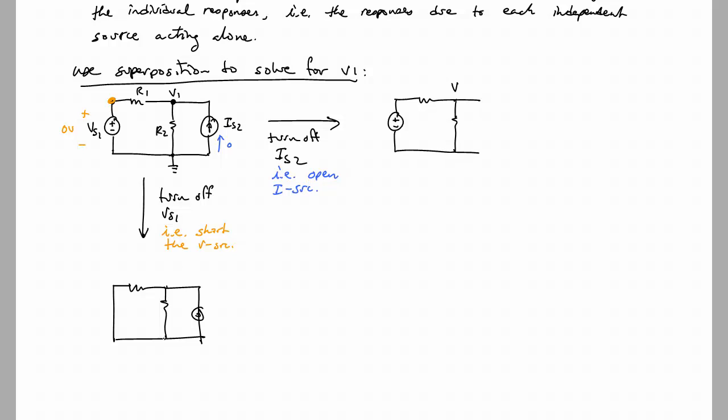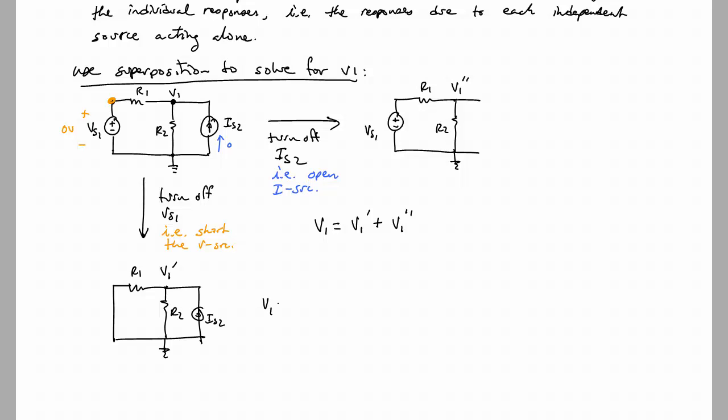And we'll call the node V1. In one case, we'll call it V1 prime, and then we'll call it V1 double prime. And what superposition says is that V1 will be equal to the superposition of the two individual responses. And this we can solve by inspection.